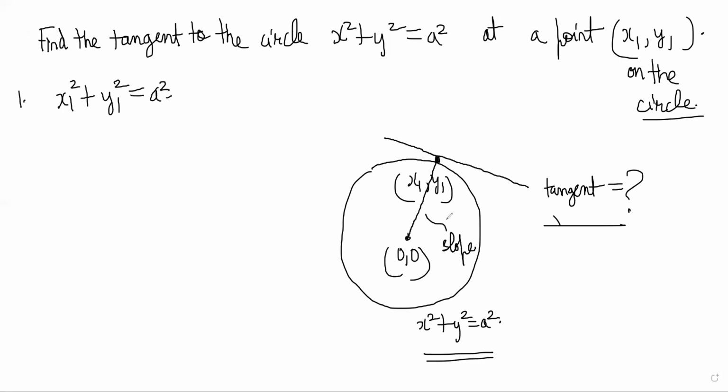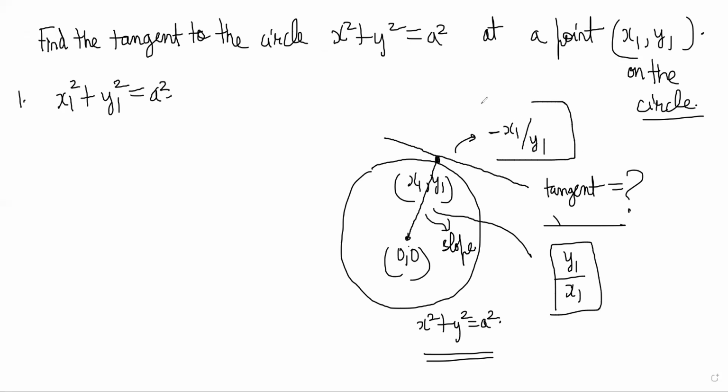The slope of this particular segment, from (0, 0) to (x1, y1), is y1 by x1, right? So the slope of the tangent will be minus x1 by y1. Why? Because the tangent has to be perpendicular to this line. Is it making sense? So the slope of the tangent is coming out to be minus x1 by y1.